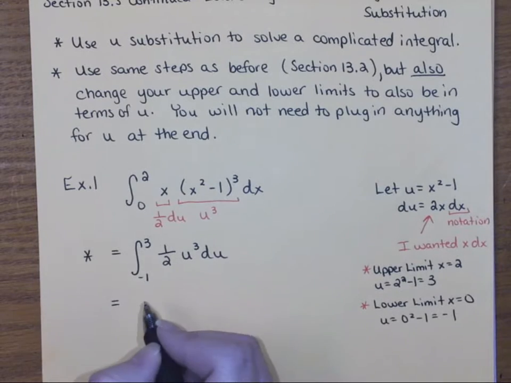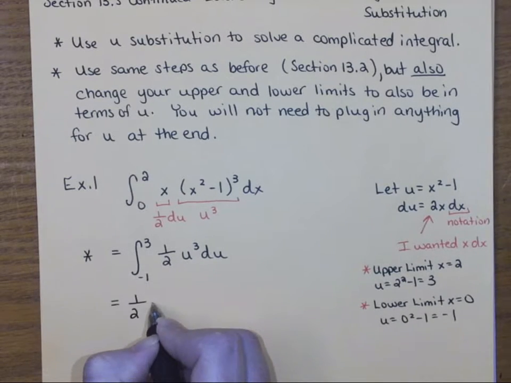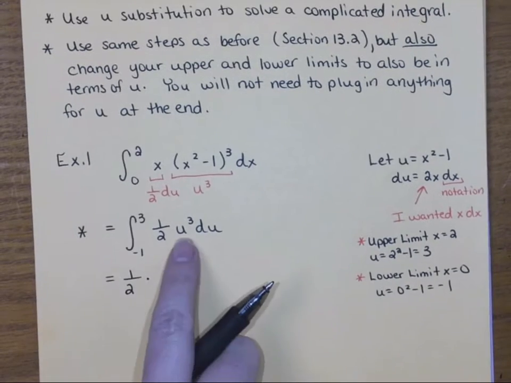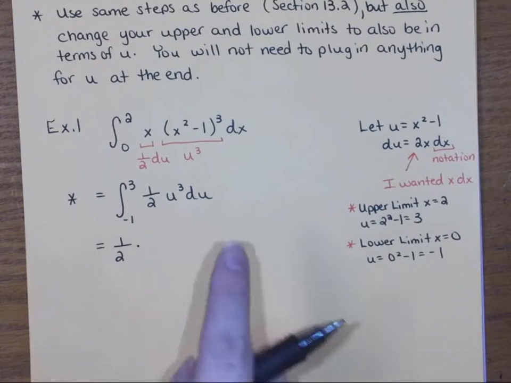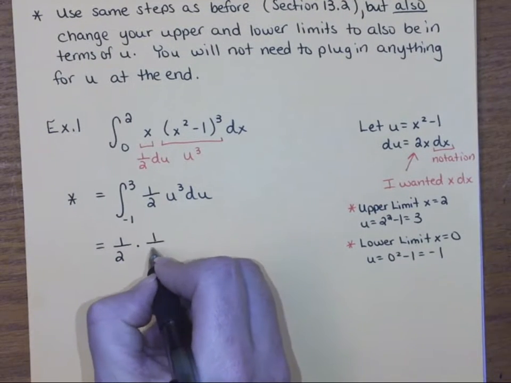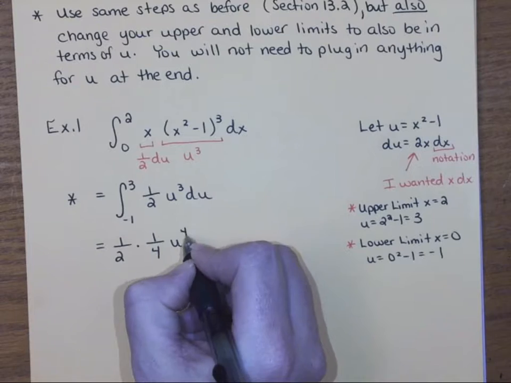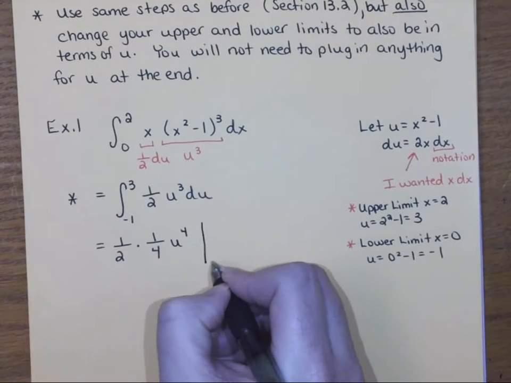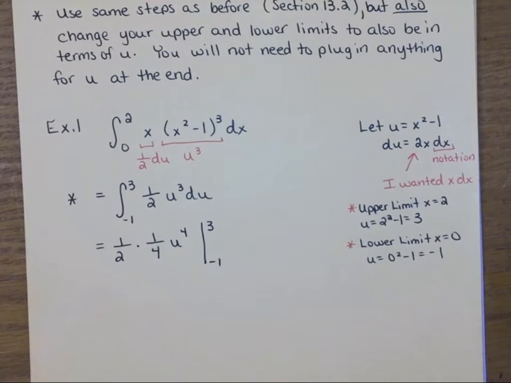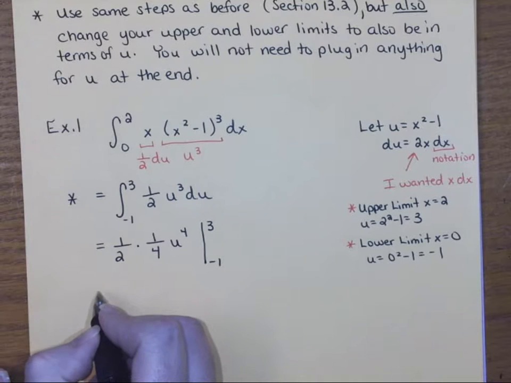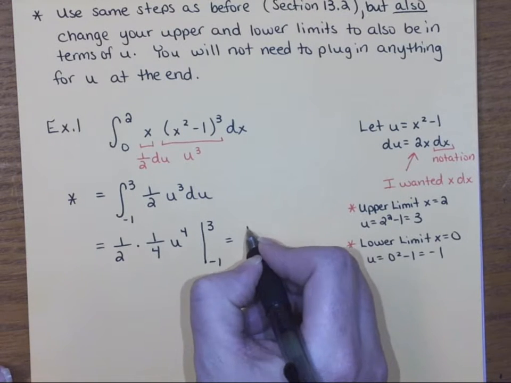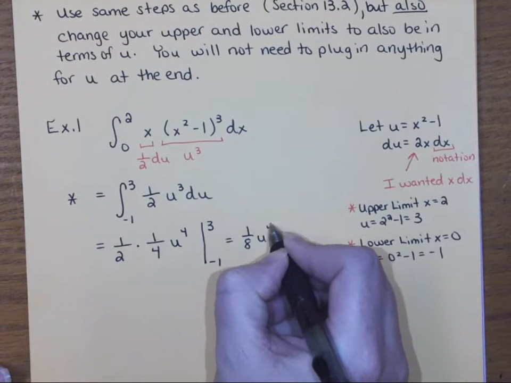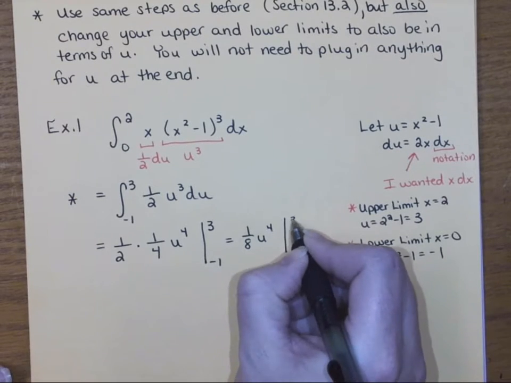And now I'm just going to perform my antiderivative as normal. Constant gets pulled down, right? What is the power that we're going to bump this up to? We're going to bump it up to 4, so it'll be 1/4 u to the 4th. Okay, and then remember this notation means, hey, I'm going to plug in 3, and I'm going to plug in negative 1, and I'm going to subtract them. So in the end, this is what I really have. I have 1/8 u to the fourth, and I need to plug in -1 and 3.